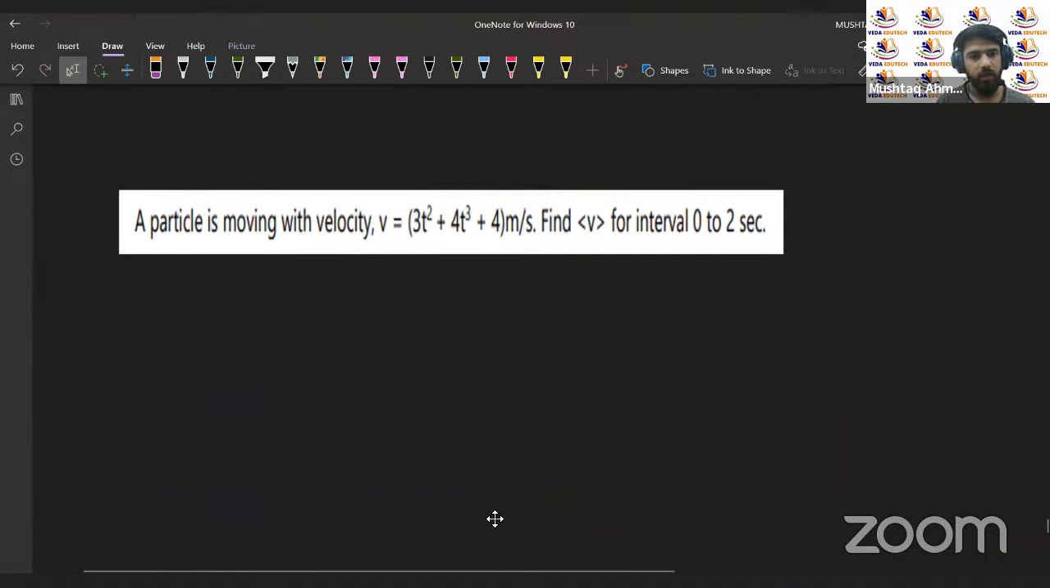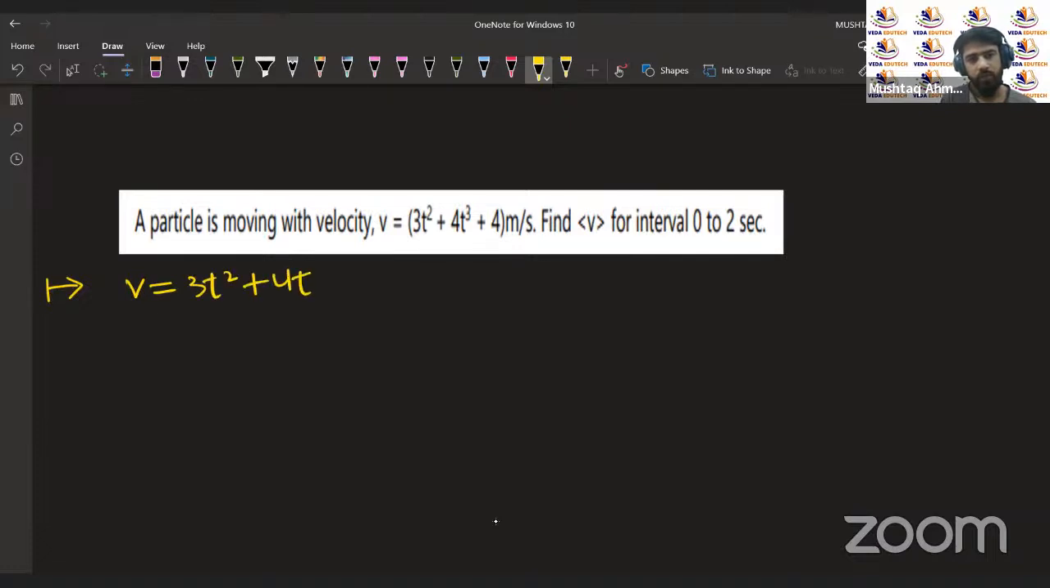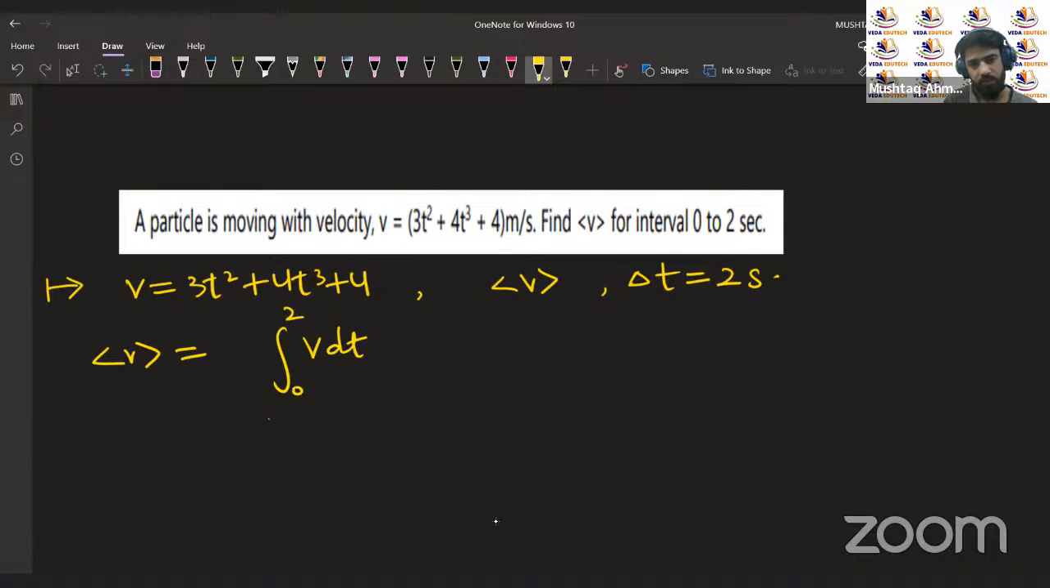we have been given a particle here. A particle is moving with velocity given as 3t square plus 4t cube plus 4. And the question is asking to calculate the average of this velocity between the time interval 0 to 2 seconds. So what we will be doing is that we'll just integrate this velocity as a function of time with proper limits. The limits are here 0 to 2 seconds, and divide by the interval 0 to 2 seconds.